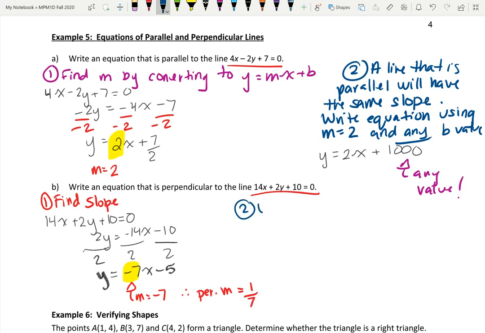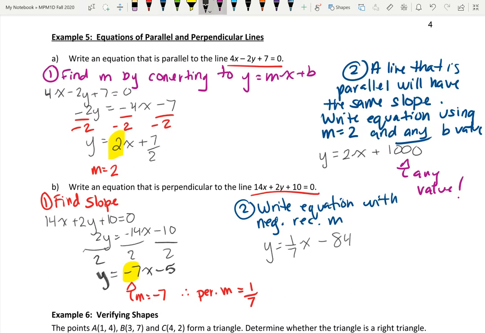So step 2, write an equation with negative reciprocal slope. y is equal to 1/7x. And then again, your b could be any value. It doesn't actually matter.